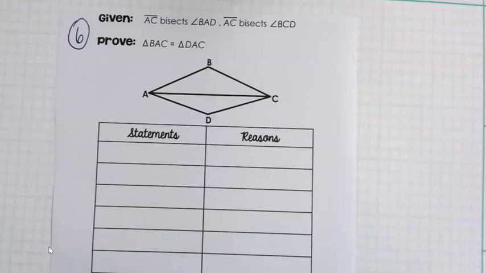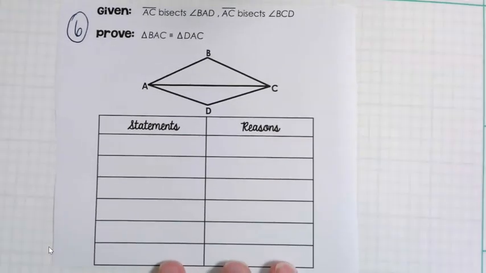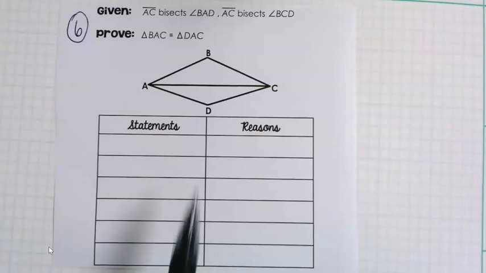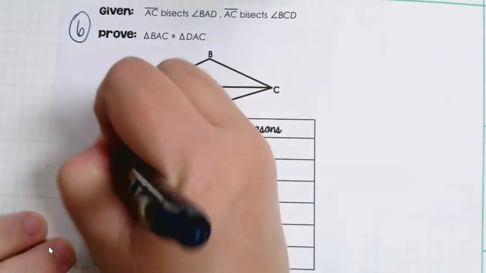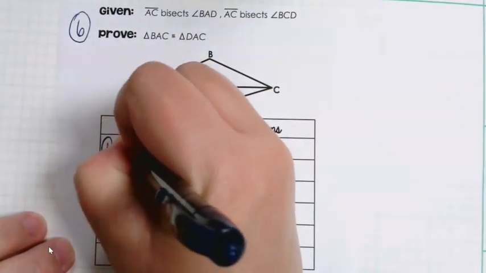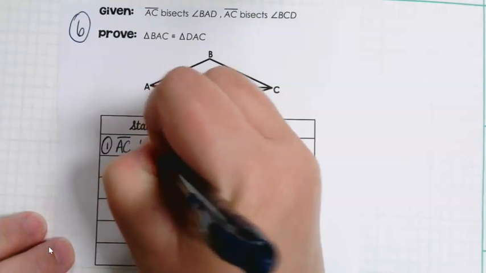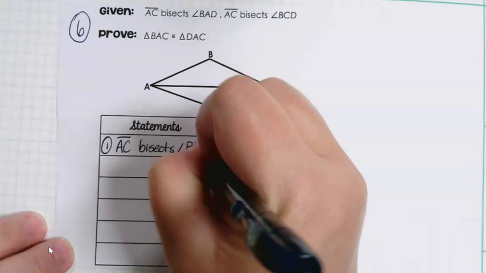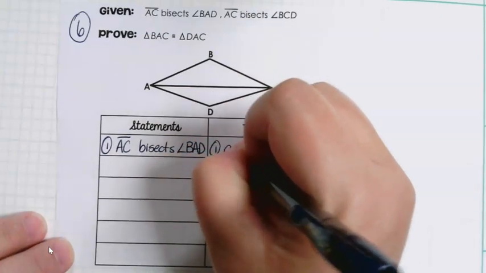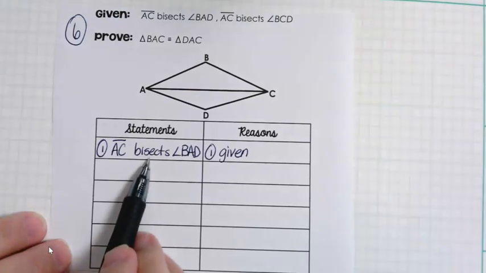Proof 6. It starts out by telling me that AC bisects angle BAD and AC bisects angle BCD. This is one that you have to be really careful about seeing what this means, because sometimes students make an incorrect assumption here, and I'll show you what I mean in one second. I'm going to start with AC bisects angle BAD. That is given. And then again, here's a geometry vocab word.